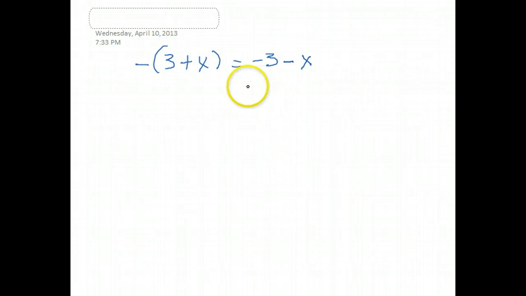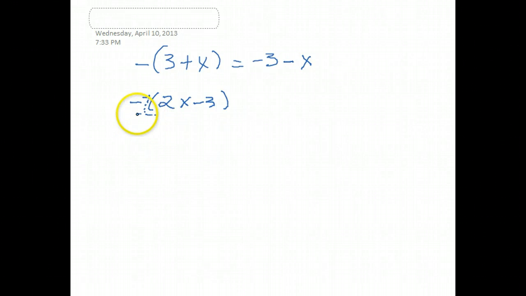Okay? Let's look at another example. Minus (2x minus 3). So in this case, again, if you think of it as having an invisible 1, minus 1 times 2x is minus 2x, and minus 1 times minus 3 is a positive 3. So if you have a negative sign outside the parentheses, it will change the signs. If both of the terms inside the parentheses are positive, it will make them both negative. But if one of them is a negative, it will make that one positive.